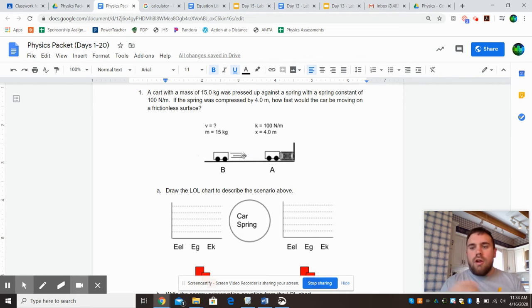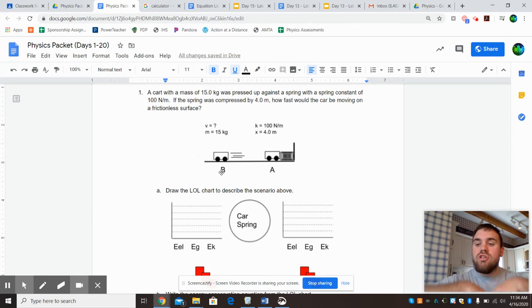We're just going to start out with a generic problem, and I'm going to show you how it's worked, and then you guys are going to work on real-world problems that I'm going to provide to you via video and data collection. Sounds cool, right? Anyways, a cart with a mass of 15 kilograms was pressed up against a spring with a spring constant of 100 newtons per meter. If the spring was compressed by 4 meters, how fast would that cart be moving on a frictionless surface?